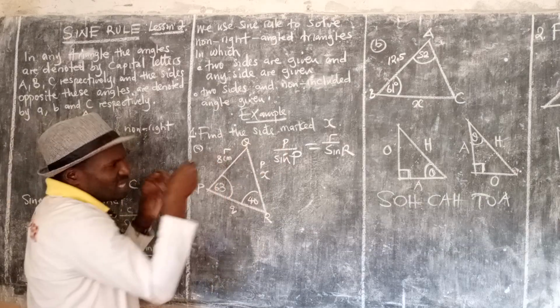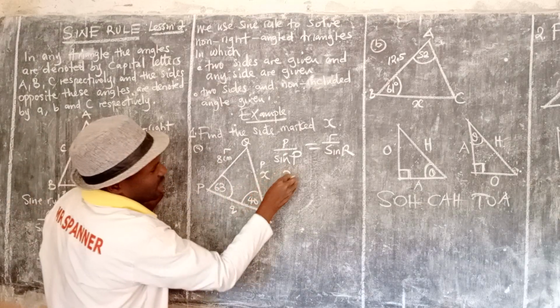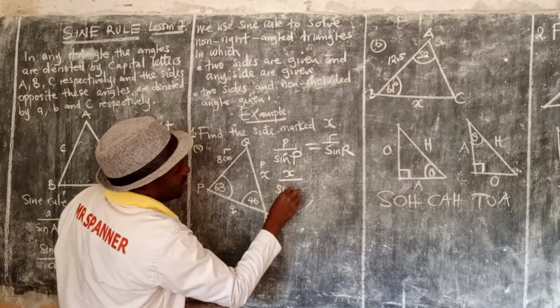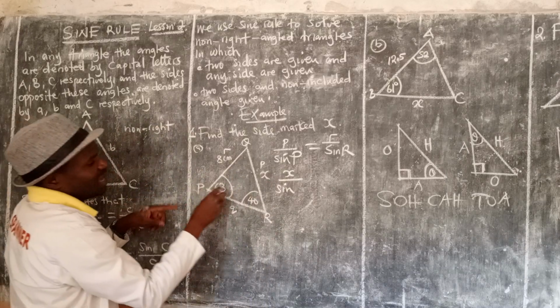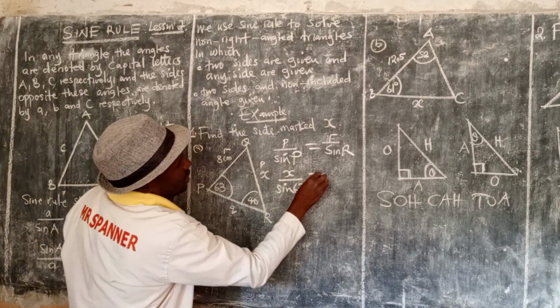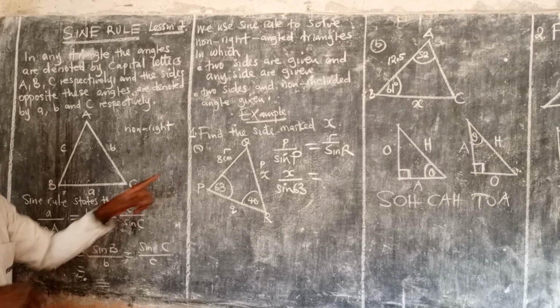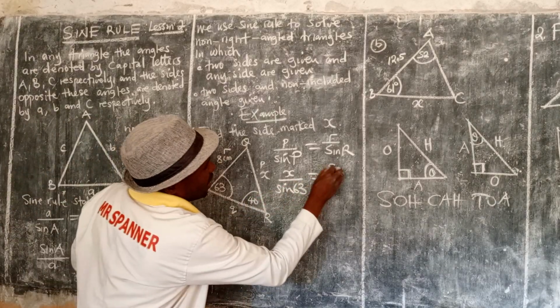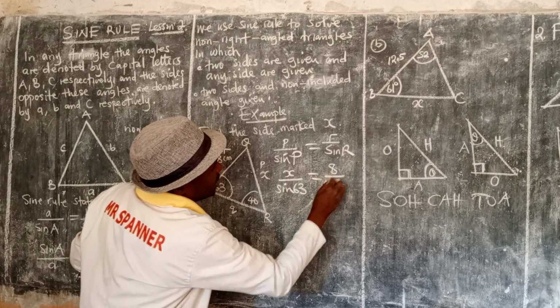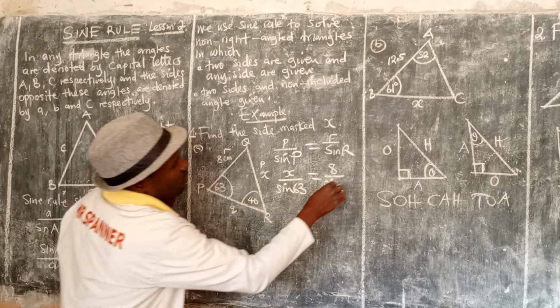Then we go to p. What is on p? x over sine, what angle is opposite the same x? 63. Is equal to, do you know r? Yes, r is 8 over sine, what is the angle opposite to 8? 40.